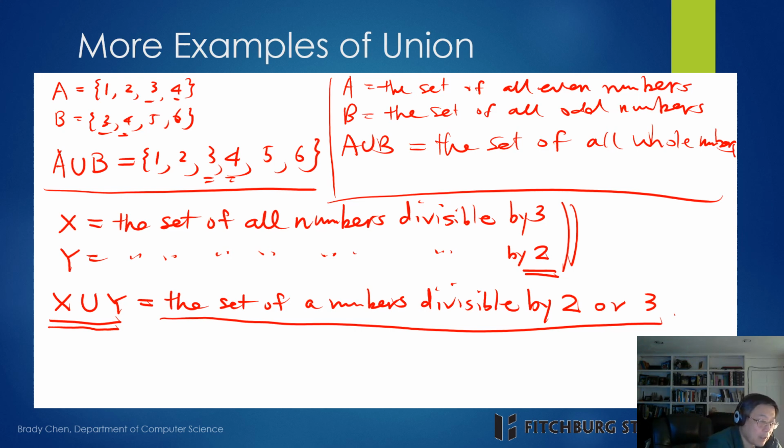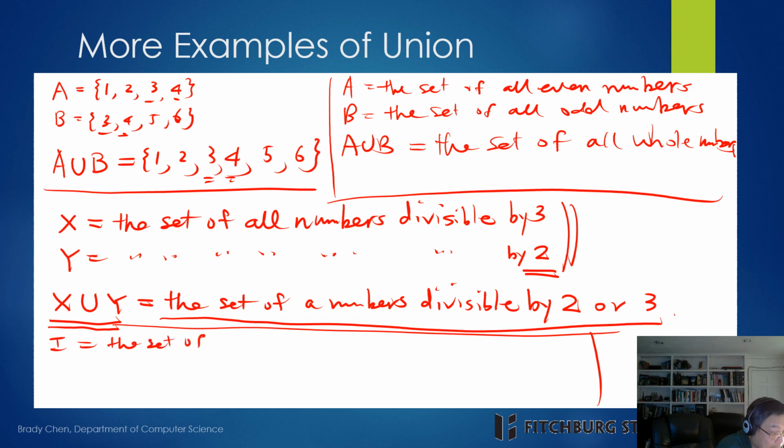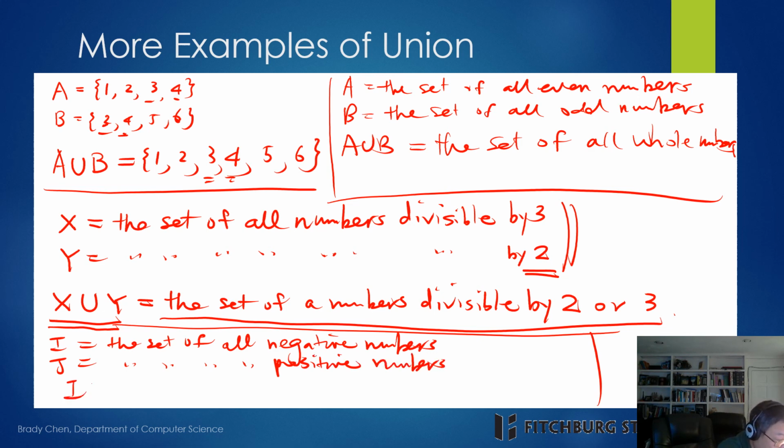Let's see, any other example? Okay, let's take a look at the last one. We can use I as the set of all negative numbers, and J is the set of all positive numbers. What is I union J?